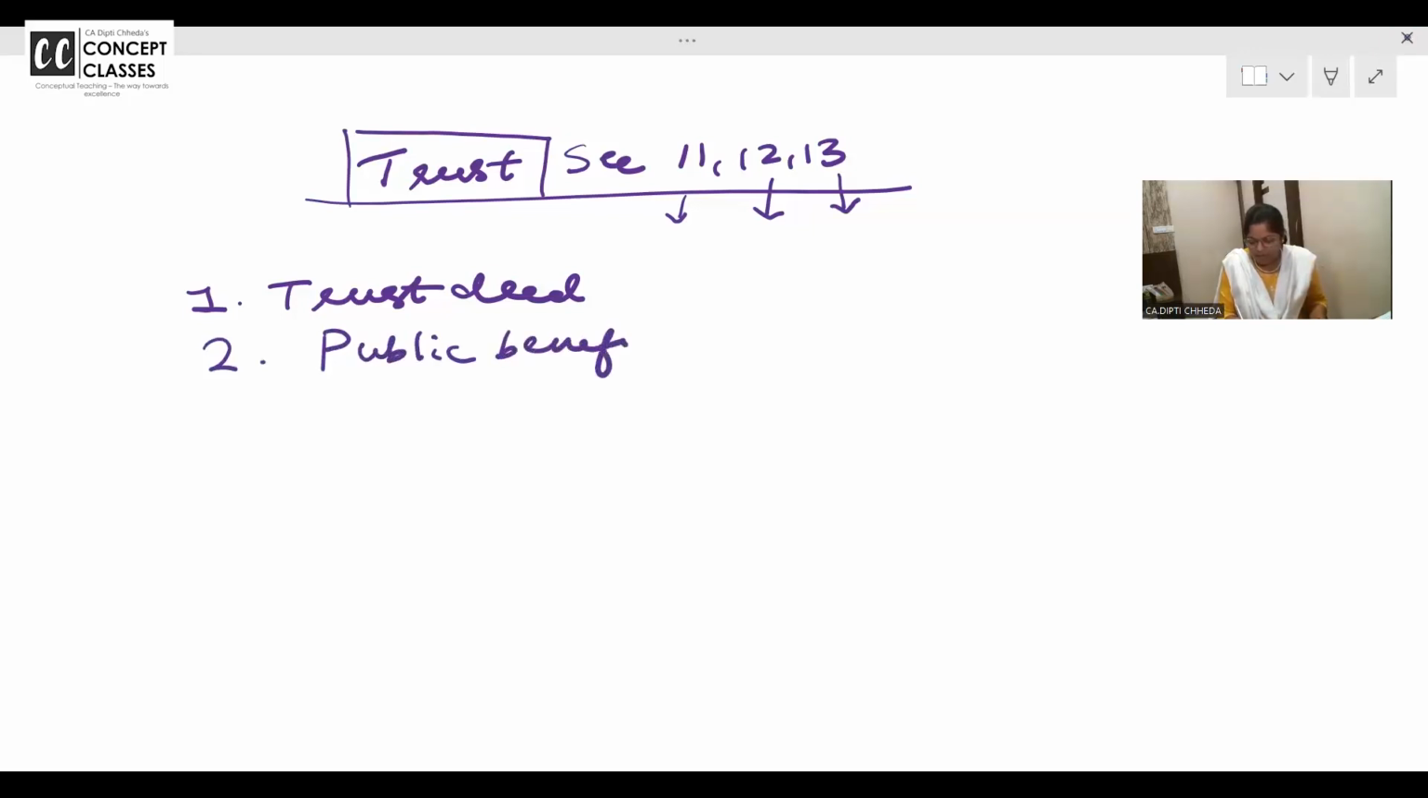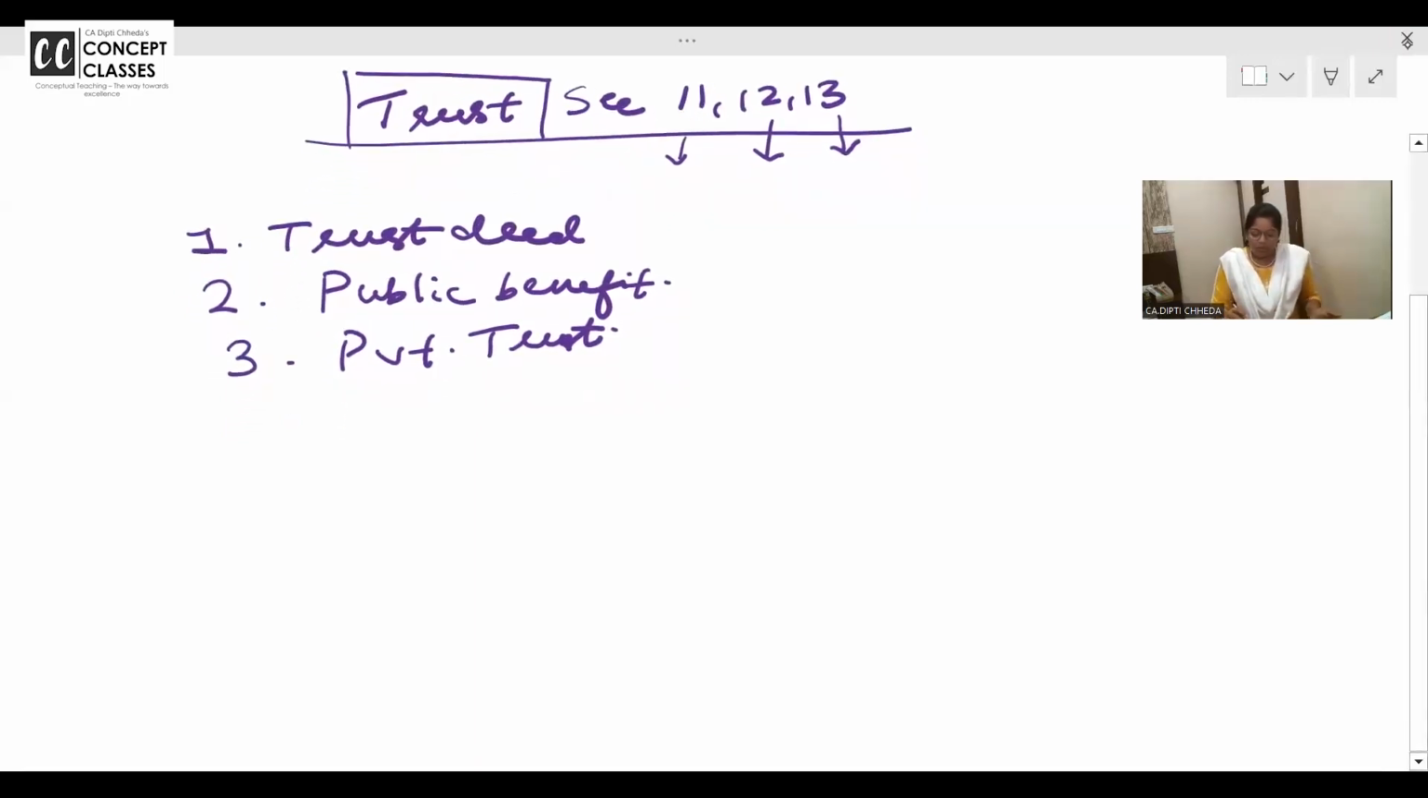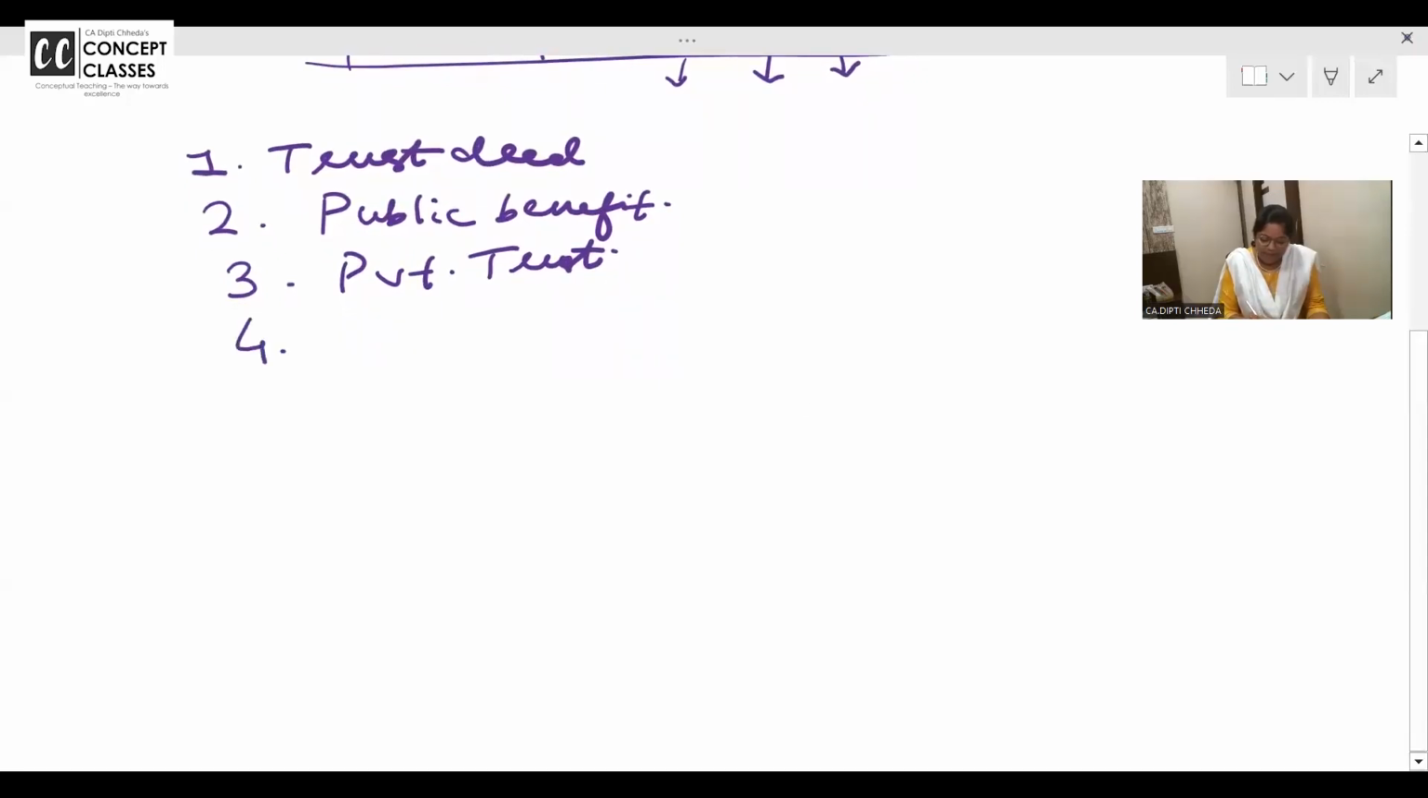When the trust is working for public benefit, it is called what? Public trust. Okay, can there be a private family trust? Answer is yes. There can be a private trust. At the end, I'll tell you the concept and the taxability of the private trust. So there are public trusts, there are private trusts, and there is a trust deed. Now, though all of this is clear, this is governed.